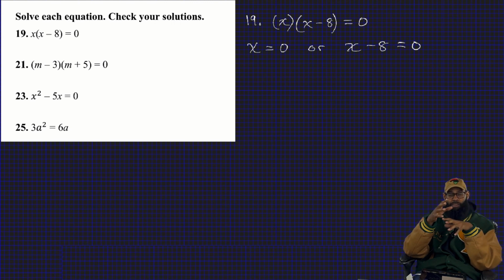2 times X equals 0. Well, 2 times what equals 0? X has to be 0. When you multiply and the answer is 0, something better be 0. Something has to be 0. That is what the zero product rule is.